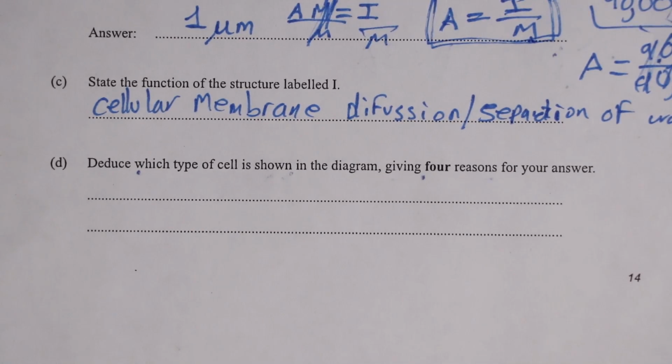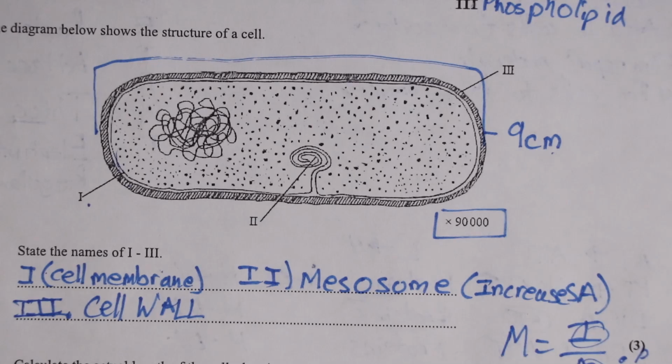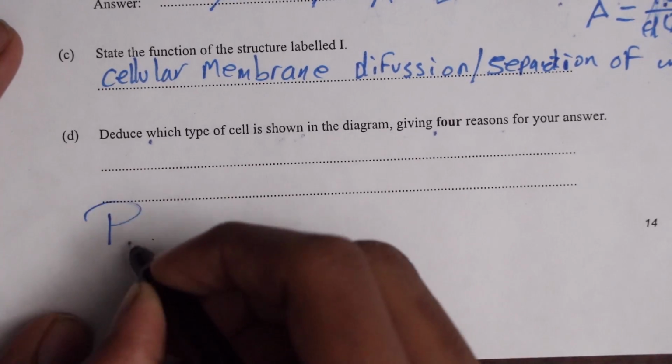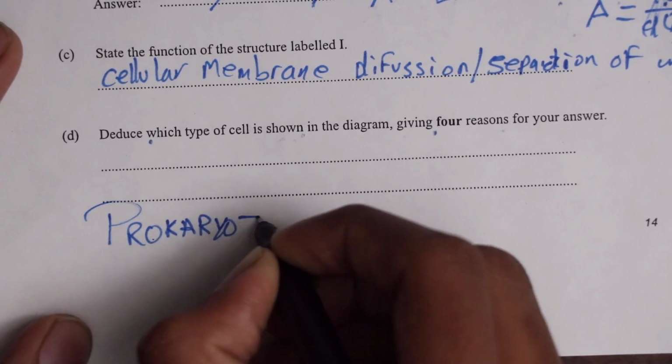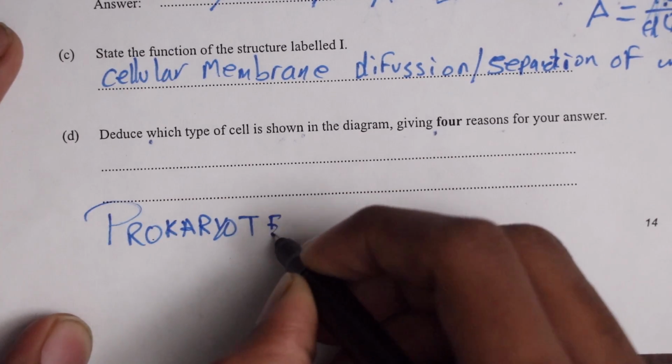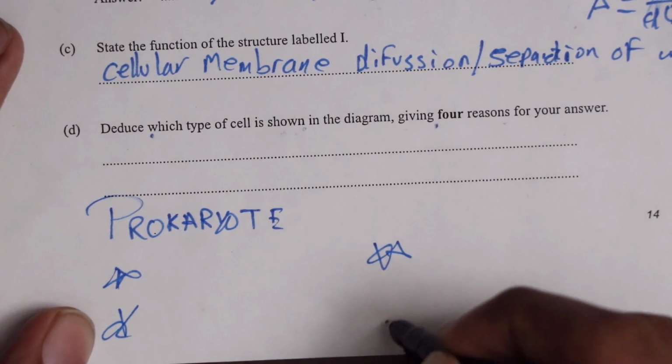Deduce which type of cell is shown. Oh, so we just have to figure out what type of cell this is. I pretty much said it. It's a bacterial cell, or a prokaryote. So we pretty much know that this is a prokaryote right off the bat. And how do we know this? We need 4 reasons.